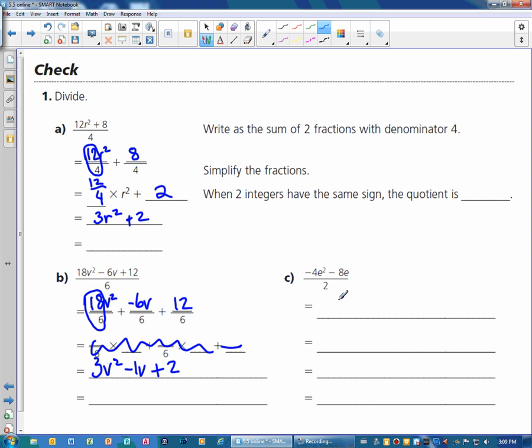Okay, C, divide them into their two separate fractions. Negative 4e squared over 2 minus 8e over 2. You could just do the number parts. So negative 4 divided by 2 is negative 2 with that e squared. And then minus 8 over 2 is 4 with that e just sitting there. Okay, so the denominators only divide with the coefficients on the top.